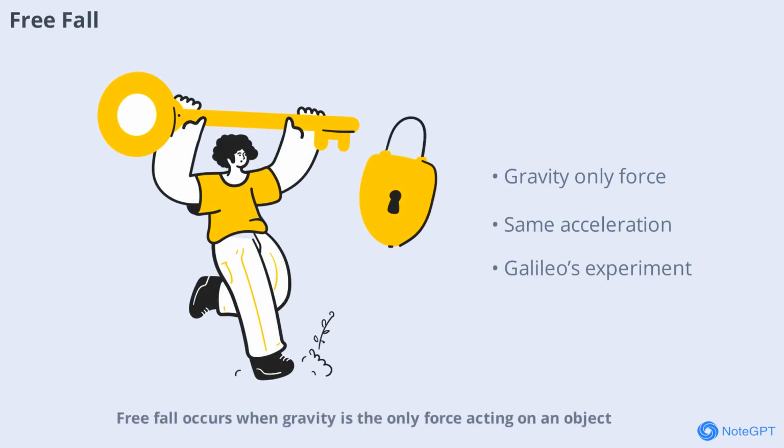Free fall occurs when gravity is the only force acting on an object. In free fall, all objects accelerate at the same rate, regardless of their mass, as long as air resistance is negligible. This principle was famously demonstrated by Galileo and is a cornerstone of mechanics. Free fall helps us understand how gravity affects motion.